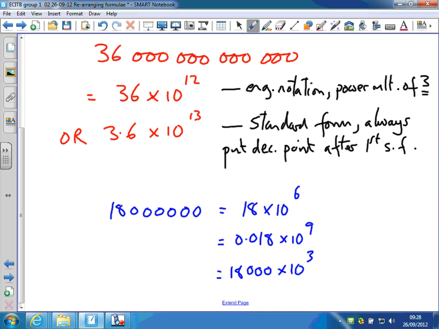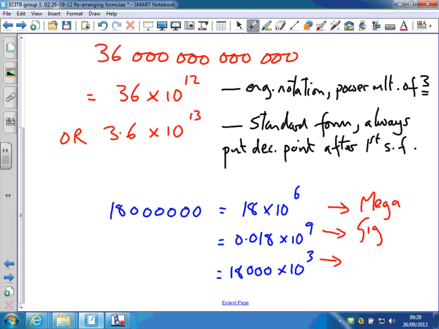Right. Which one's correct? All of them are correct. Yes, all of them are correct. It depends on what you want. This lends itself perfectly to prefixes, which is why we use engineering notation. 10 to the 6 is mega. Whatever units we're talking about. A million. 10 to the 9?